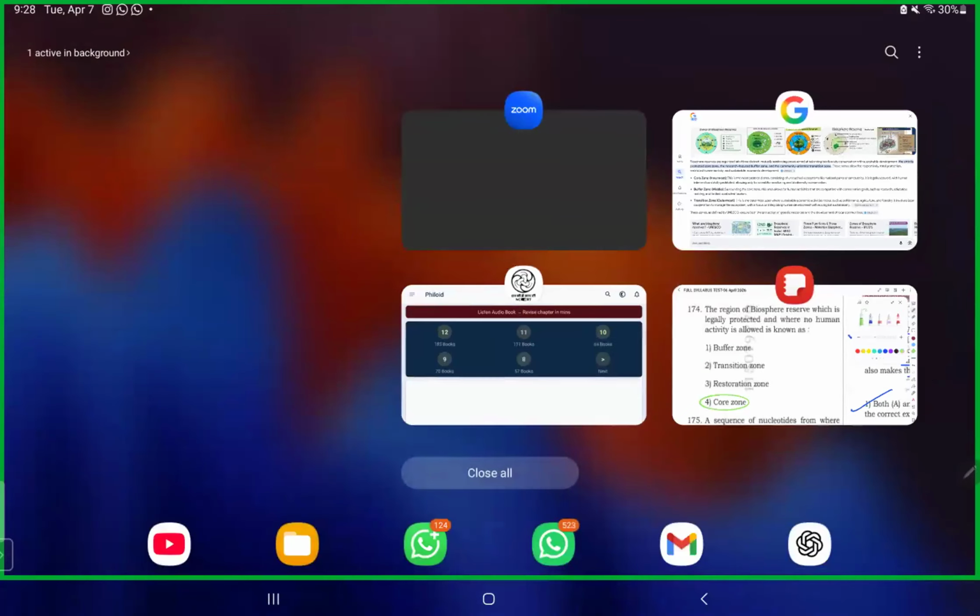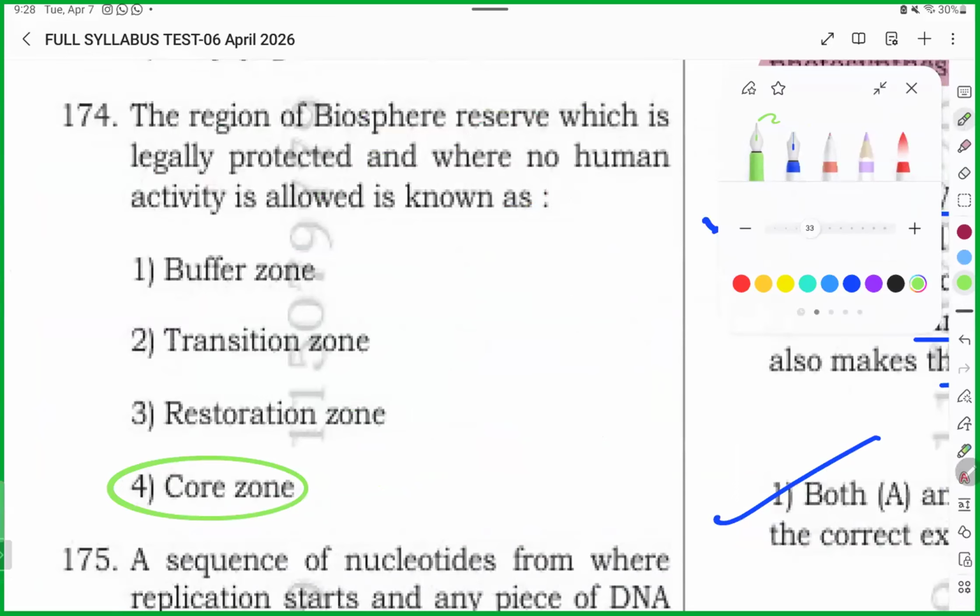So these are the three zones, correct? Core, buffer, and transition. Innermost is core, then buffer, then transition, which is the safest.